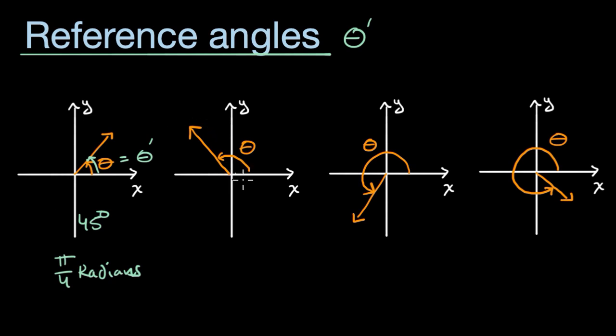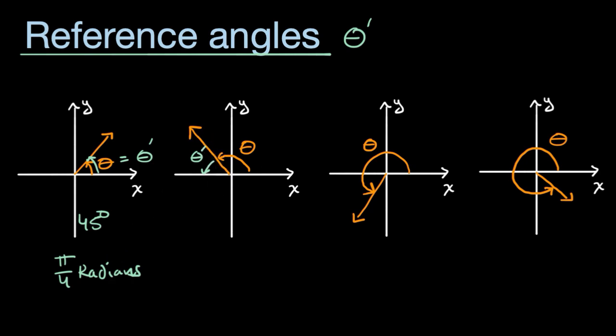Now it gets a little bit more interesting when we go into the other quadrants. This here is in the second quadrant. So what would be the positive acute angle formed with the x-axis? Well, it would be this right over here. That would be the reference angle. Now, how would we compute it? Let me make that clear. That's a theta prime right over there. How would we compute that?